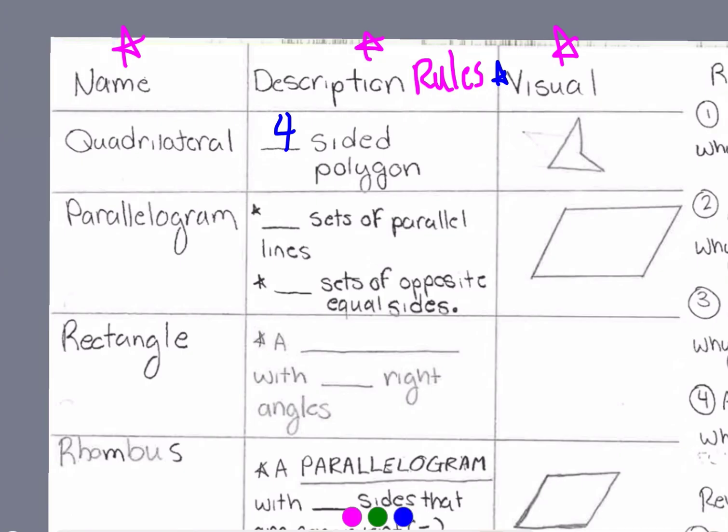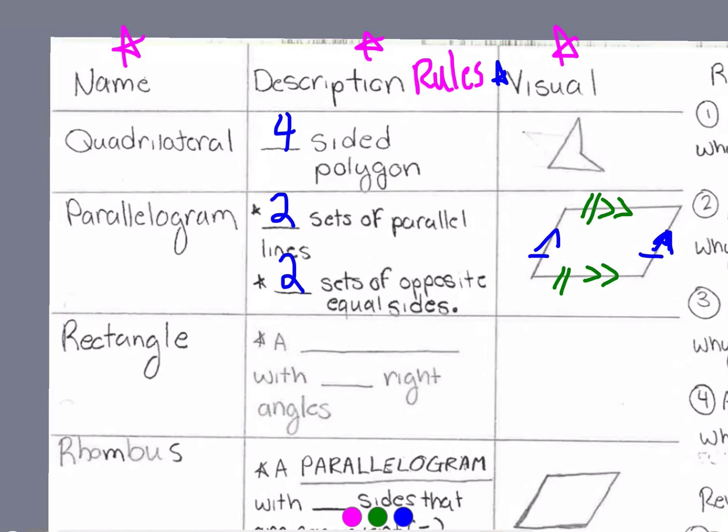Now we're going to get into our parallelograms. A parallelogram has two sets of parallel lines, meaning that they will run forever and ever without touching. You have this set going this way. That's what those triangles represent. And then you have another set going this way. The next, a lot of people forget this, is that you have two opposite equal side lengths, meaning that this length and this length are the exact same, and this length and this length are the exact same.